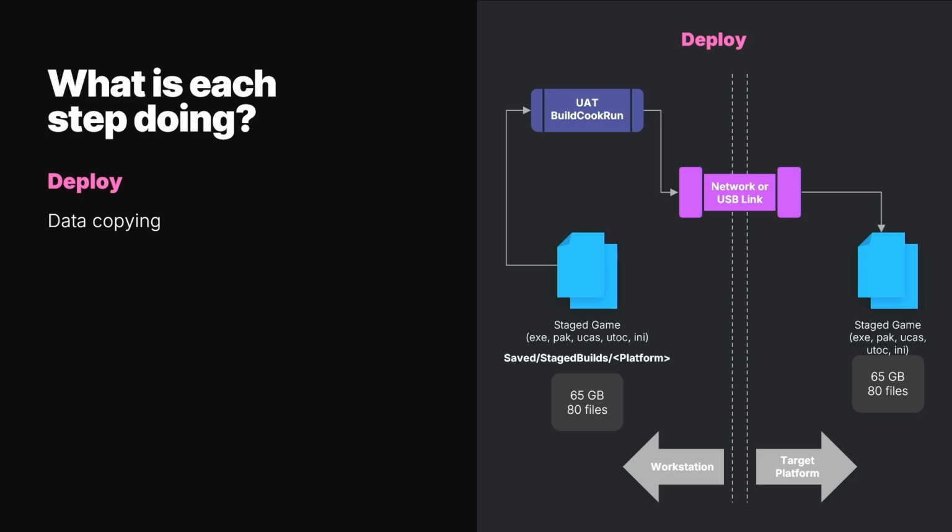And then finally, deploy. Deploy, like I said, relatively straightforward. Taking the staged build, getting it over to the target device. So it's got to go from our workstation to a target platform, and that happens over either a network connection or a USB link in the case of mobile devices.